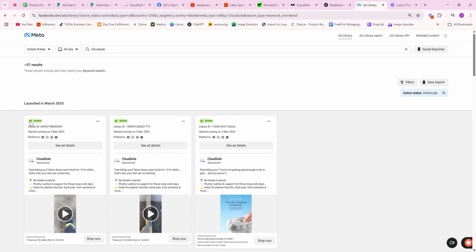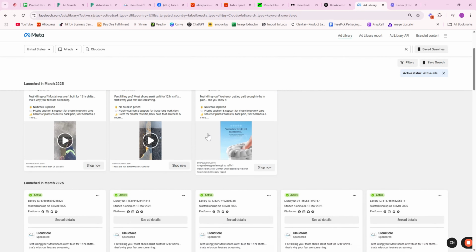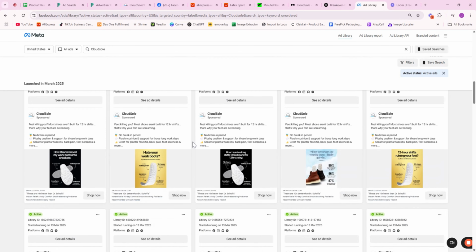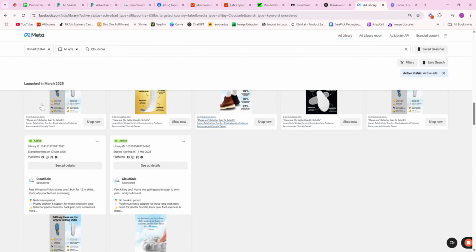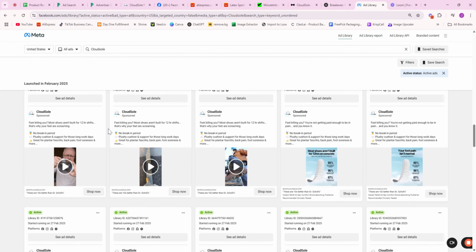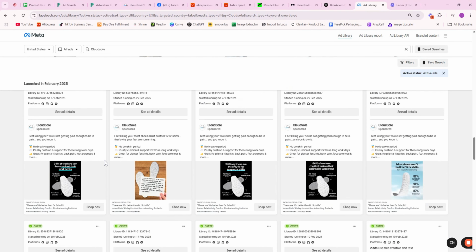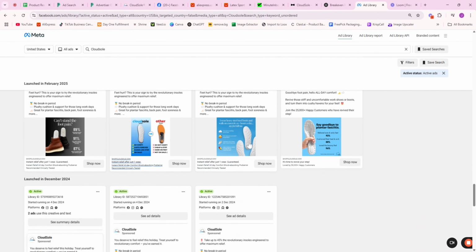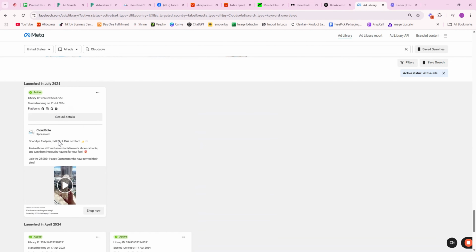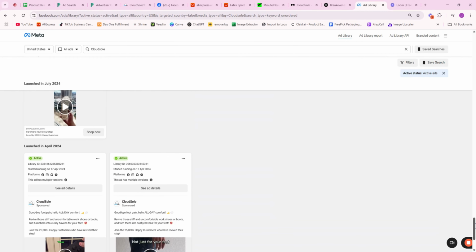And we can see we're going to look for the amount of active ads that they have. These are the ads that are currently still running. So launched in March 2025, we can see there's 3, 8, 13, 18, 23, 25 ads launched in March. So it's just under an ad every day. And then you can see there's more active ads launched in February, 24 ads launched in February, 3 more in December, and some launched last year as well that are still active.